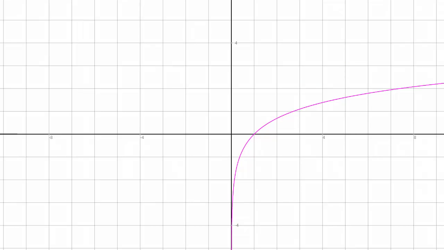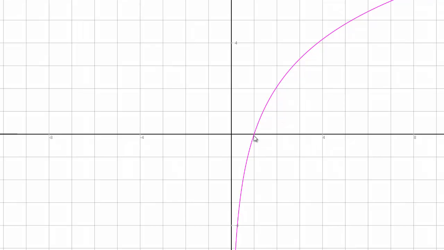Now let's go back to ln x again, and now let me write 3 ln x. The shape has changed, but it's passing through the point 1 and it is still parallel to the y-axis.